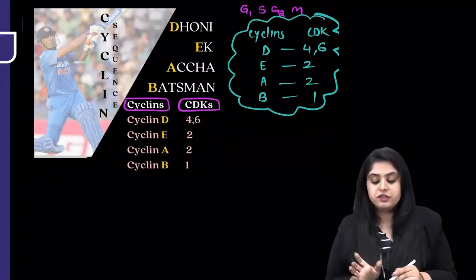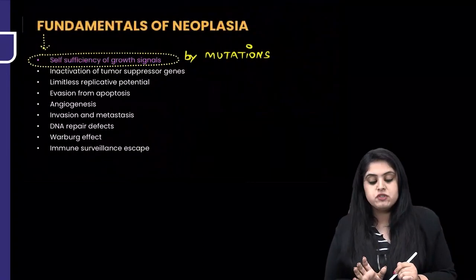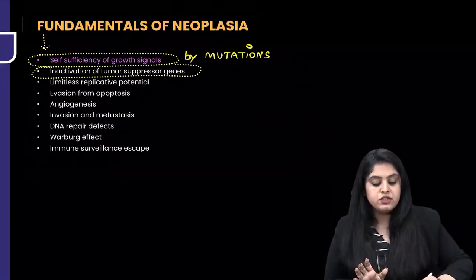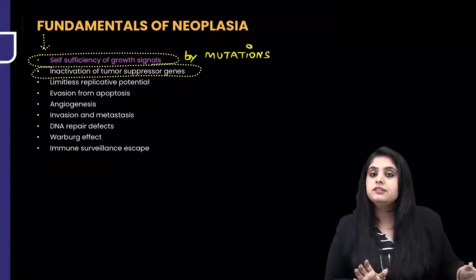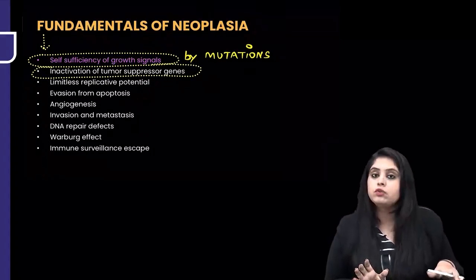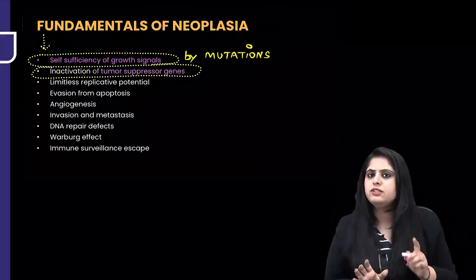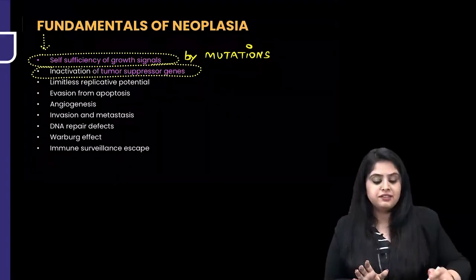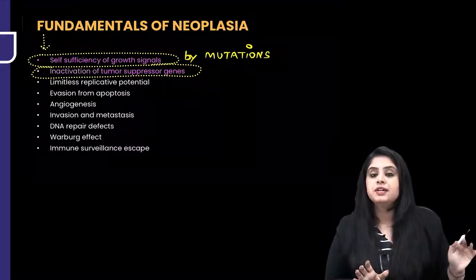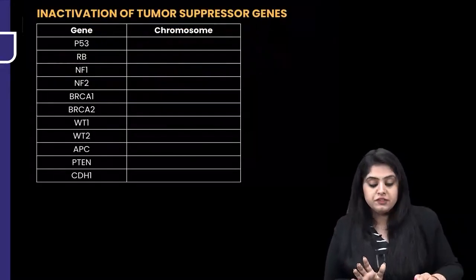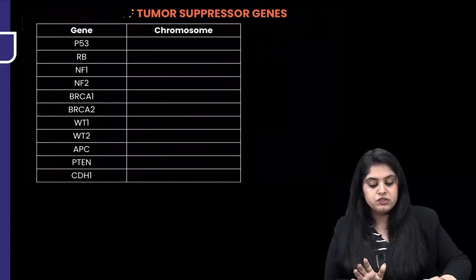This finishes off your first fundamental, which was self-sufficiency of growth signals. Now I'm going on to the second fundamental, which is inactivation of the tumor suppressor genes. We are going to make a list of all the tumor suppressor genes, their chromosomes and their diseases. Cancer says that you have tumor suppressor genes, genes which are protecting you. Hang on. Cancer says, I will chuck them out, I will inactivate them. So what are the tumor suppressor genes? First, I'm just telling you the names. Forget this inactivation. First, just think of tumor suppressor genes. Can you tell me the names?